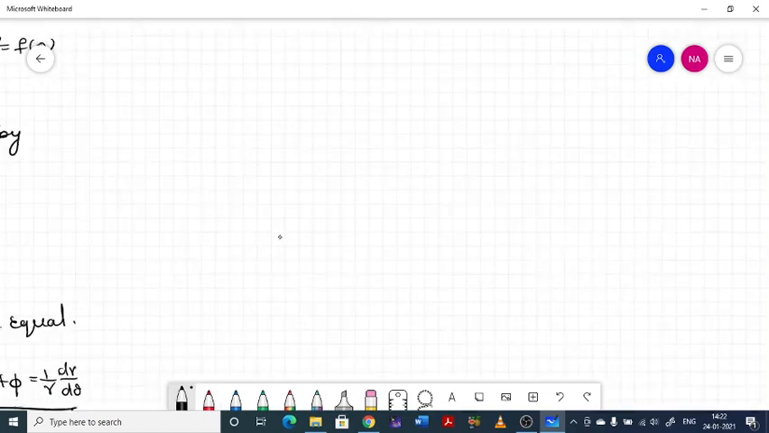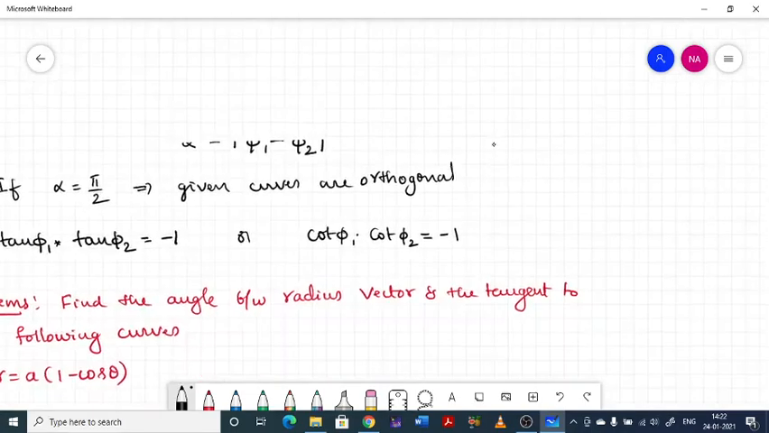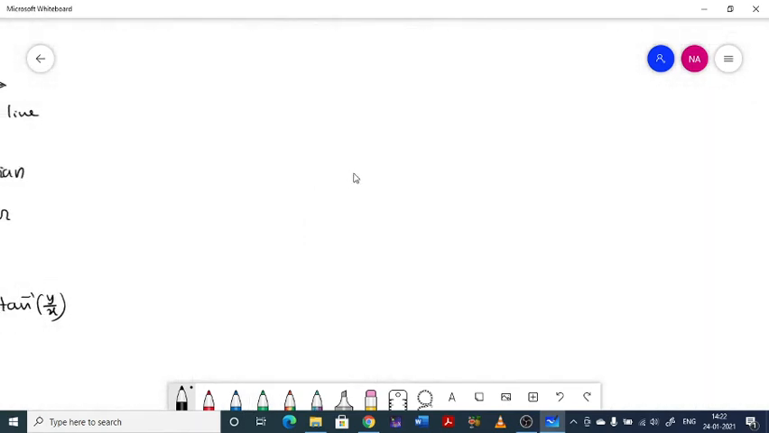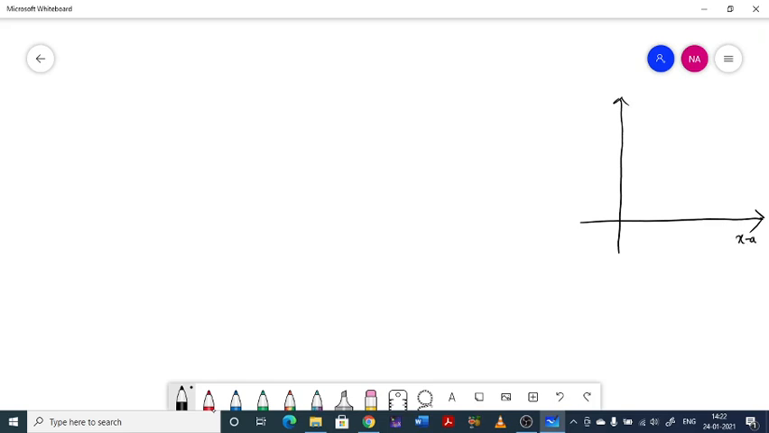Okay, next, how to find angle of intersection. I think the diagram is written here. Okay, how to find angle of intersection? For that, suppose you have two curves intersecting at the same points. Okay, this is the initial line, which we can call the x-axis, and this is the pole, and this is the line theta equal to pi by 2.